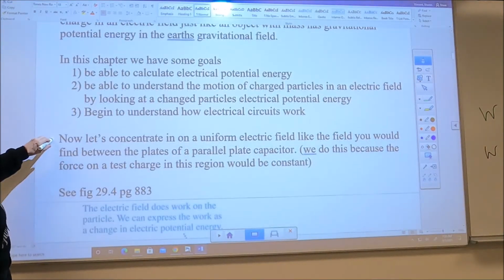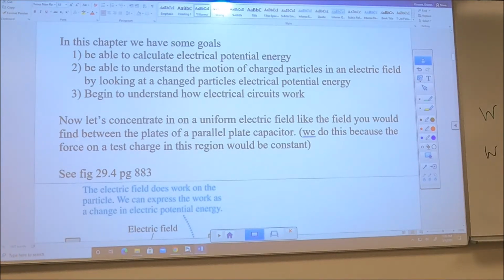So, in this chapter we have some goals: to be able to calculate electrical potential energy, to be able to understand the motion of charged particles in an electric field by looking at the charged particle's electrical potential energy, and to be able to understand how an electrical circuit works. Now, we're going to concentrate on uniform electric fields, like we would find between the plates of a parallel plate capacitor. We do this because the forces on the test charge in this region of space would be constant.